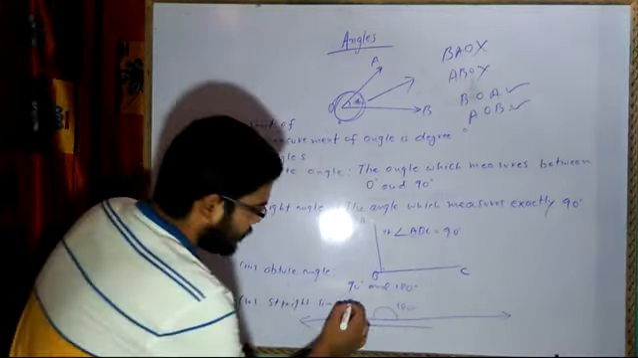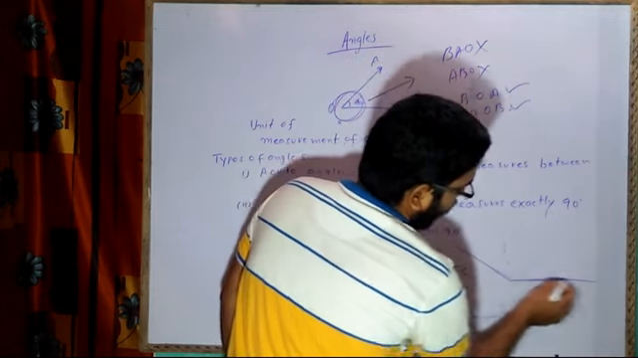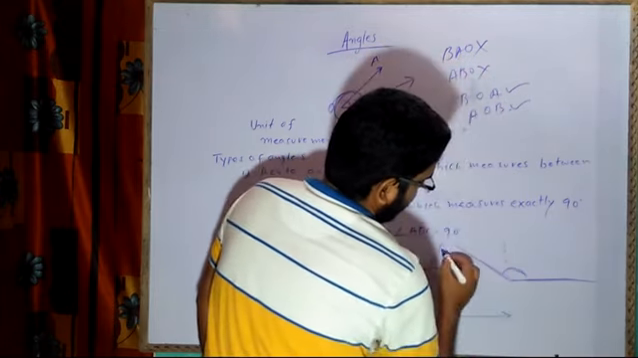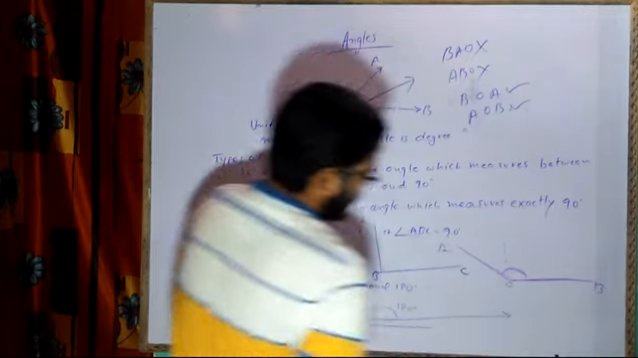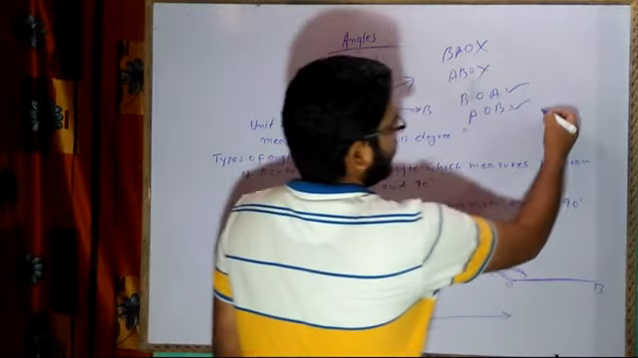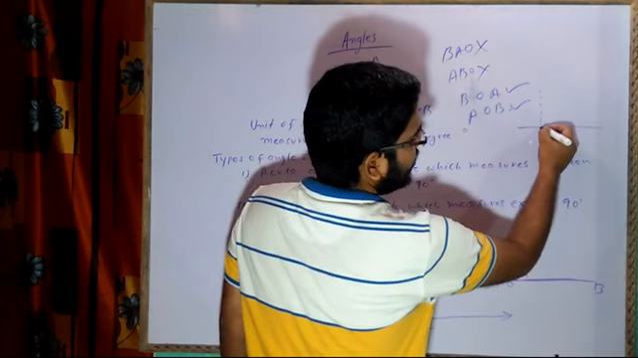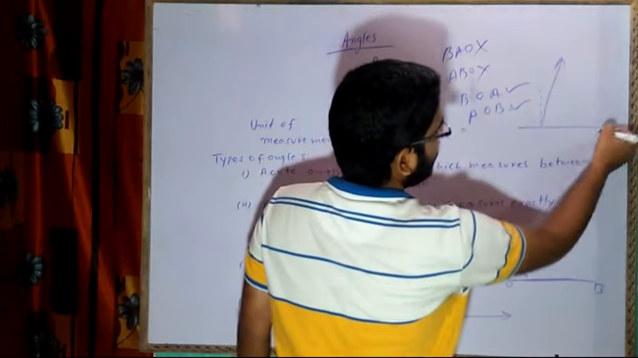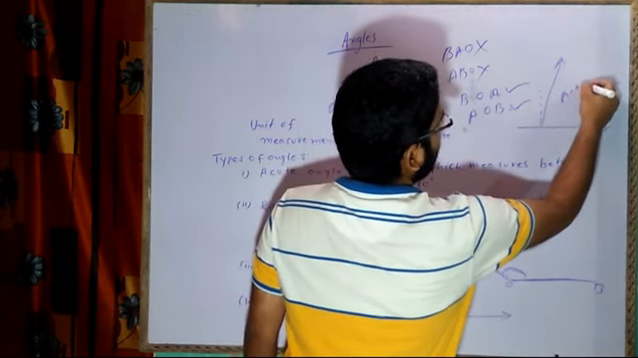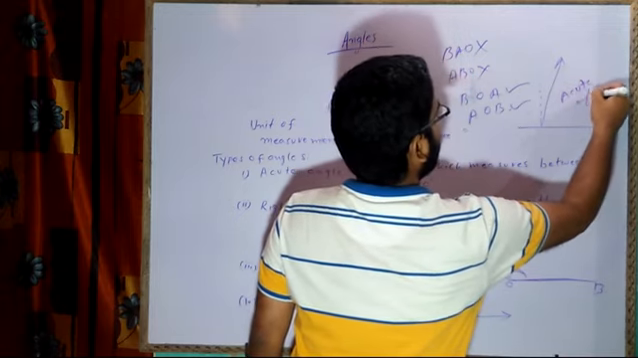Here obtuse angle means angle greater than, suppose here we are having 90. So this angle is said to be obtuse angle. AOB is an obtuse angle. This is a right angle. This is a straight angle. Then acute angle means this part will be 180. If I have a measurement like this, then this will be called as acute. Is an acute angle. Okay.